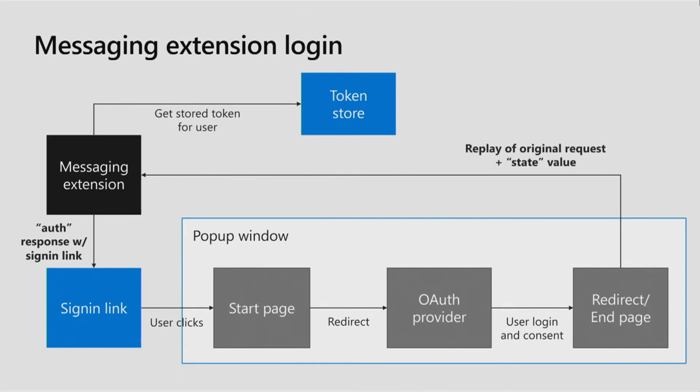Second, when the pop-up closes, Teams will replay the original message, the original request, adding the result of the auth flow to that activity. And then the messaging extension uses that to get a token and then call the APIs that it needs to return results back to the user. Let's turn now to tabs and task modules, which are capabilities implemented as iframes inside Teams.